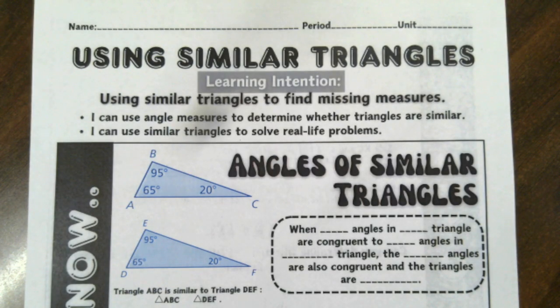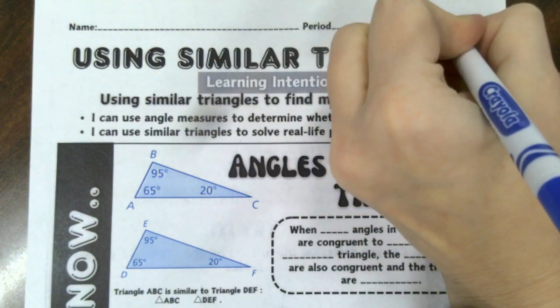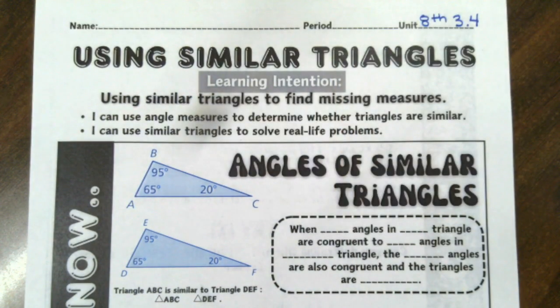This is going to be on using similar triangles. For your unit, please write 8th unit 3.4. So that might seem weird, but we are skipping 3.3 in that book. We are just going to 3.4. So go ahead and write 8th unit 3.4.